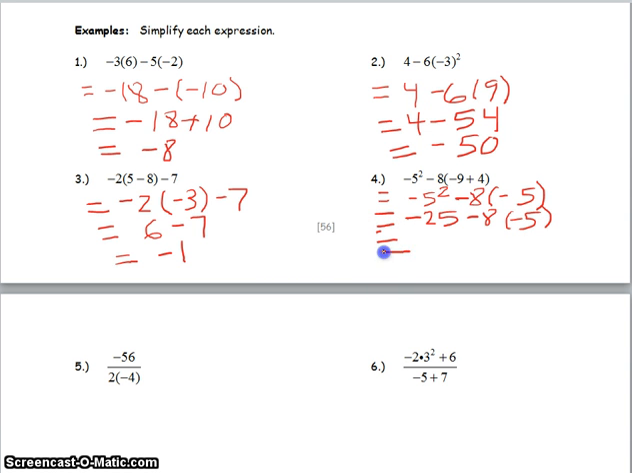Now, we have subtraction and multiplication. We do the multiplication first. We will add 25 minus 8 times negative 5 is a negative 40. Now we have 25 minus a negative 40. Remember, this minus a negative is actually the opposite of negative 40, which will give us a positive 40.